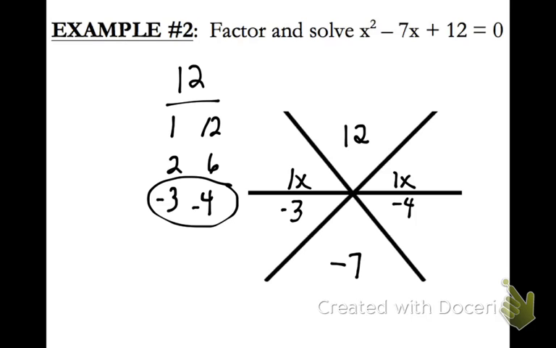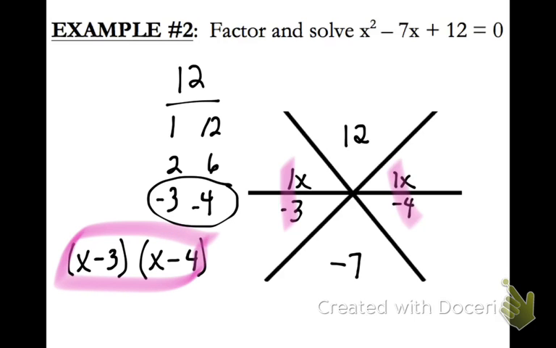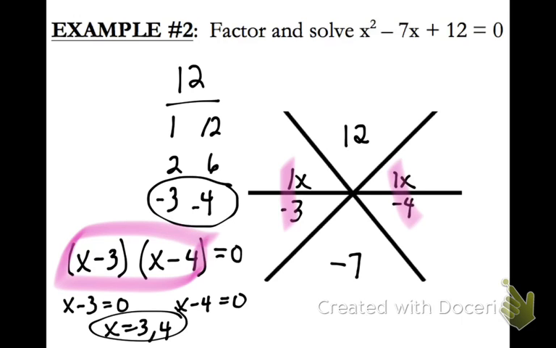Simplify if possible. Anytime a is 1, you're not going to be able to simplify it at all. So we're just going to put it in parentheses now. So x minus 3, you could put 1x if you wanted to, but I'm just going to put x, and x minus 4. So here's my factored form. Now I need to solve it. Again, set these equal to 0 and solve. I'm just going to add the 3 and the 4 over, so I get x equals 3 and 4.